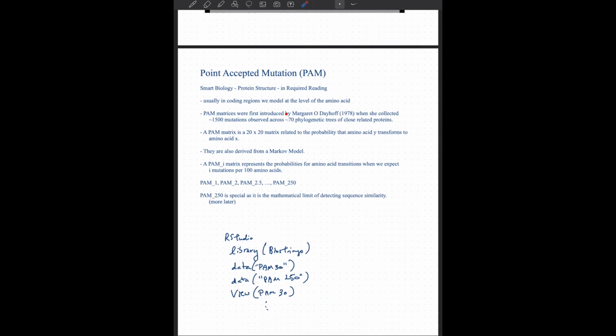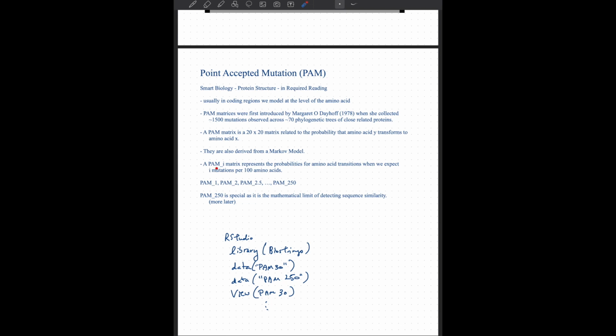Now, a PAM matrix is a 20 by 20 matrix related to the probability that amino acid Y transformed to amino acid X. They're also derived from a Markov model. I'm going to spare you the mathematics there, but definitely there's a Markov model underneath the PAM matrices. And you can see the PAM matrices in R, in the Biostrings library, which you have already been using. If you call data, you'll see PAM30, PAM120, PAM250. It has a bunch of different PAMs, and you can view them with the View function, for example PAM30.